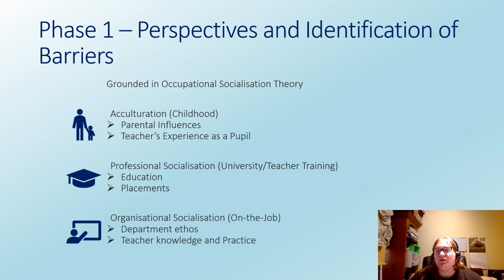So phase 1 identified under each of these phases what the main influences and beliefs were. So for childhood, parental influences, getting children involved in sport was a very key influence and belief that helped shape them become a PE teacher. Likewise, their experiences as a pupil in primary and secondary education.